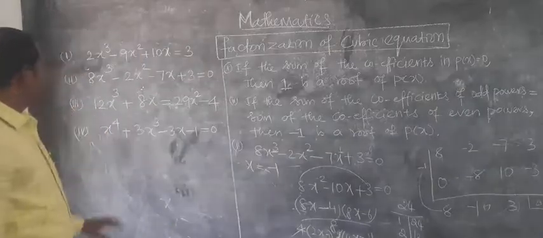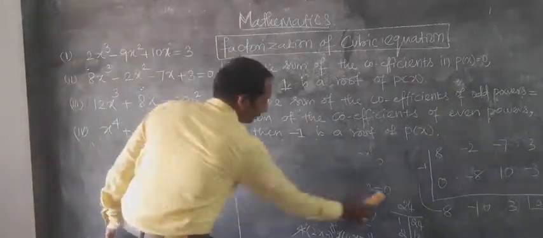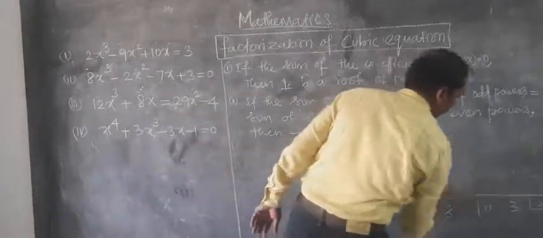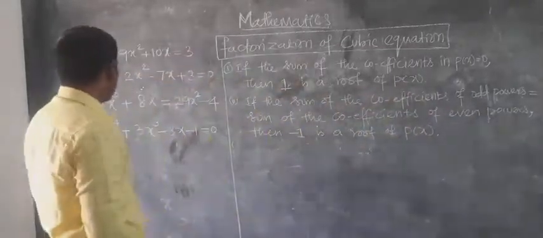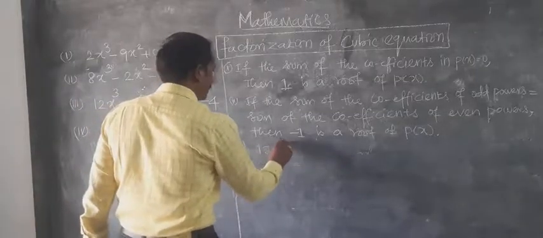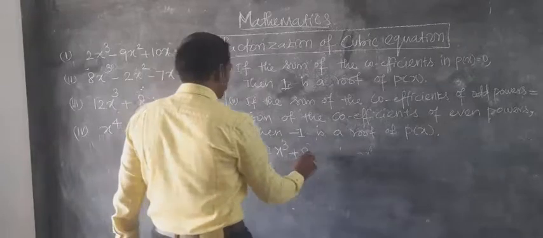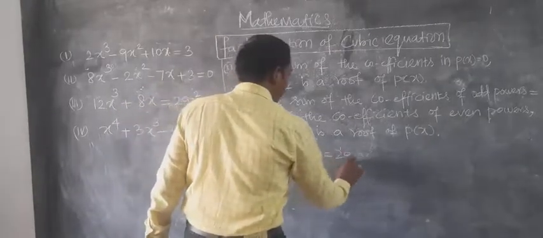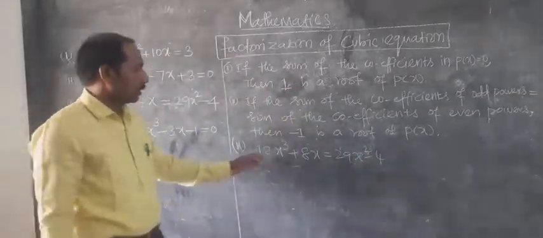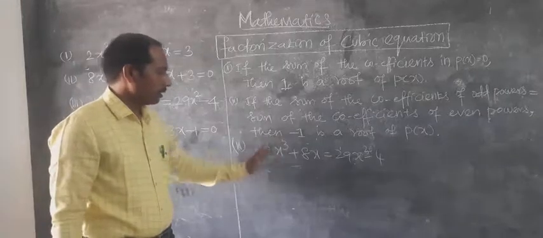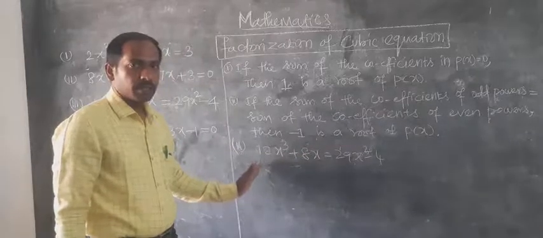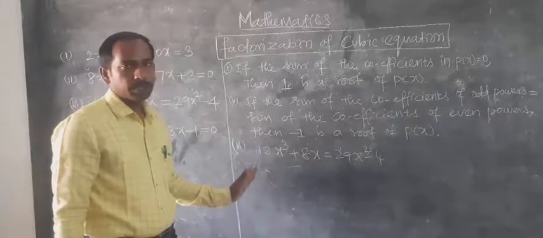Then another one. Third problem, 12x power 3 plus 8x equal to 29x square minus 4. All of you listen. Here the equation is okay, but the order is different way they are given. So you have to arrange that. Then only you can get the proper factor.